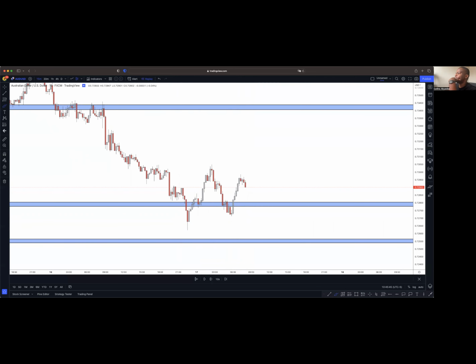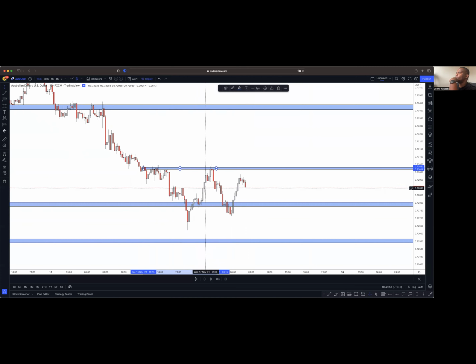So what I'm seeing is price has made a new level of resistance right here. Price bounced off this level of support, came to this level of resistance, rejected it, came back down to test the support, and now we're bouncing off.